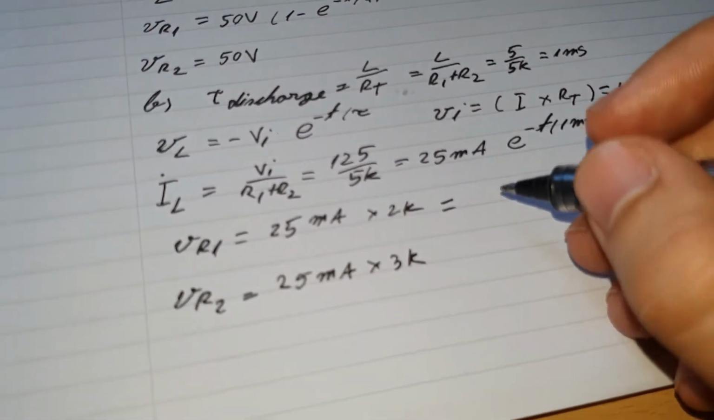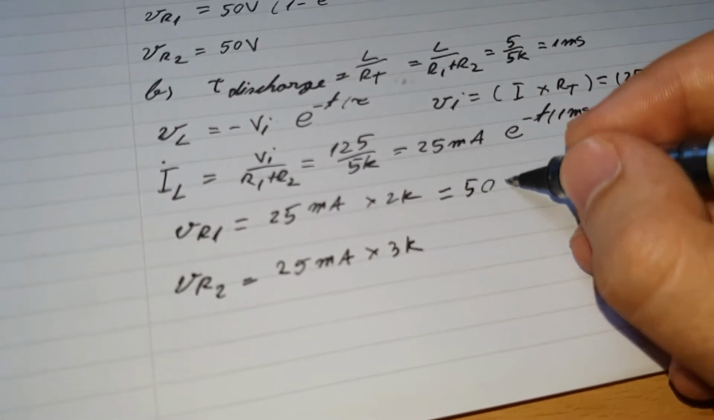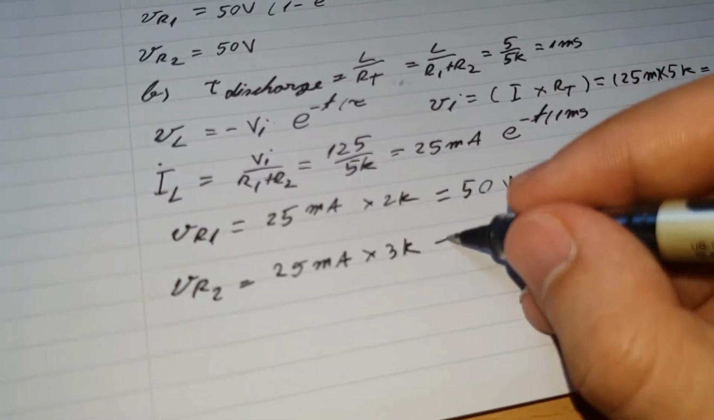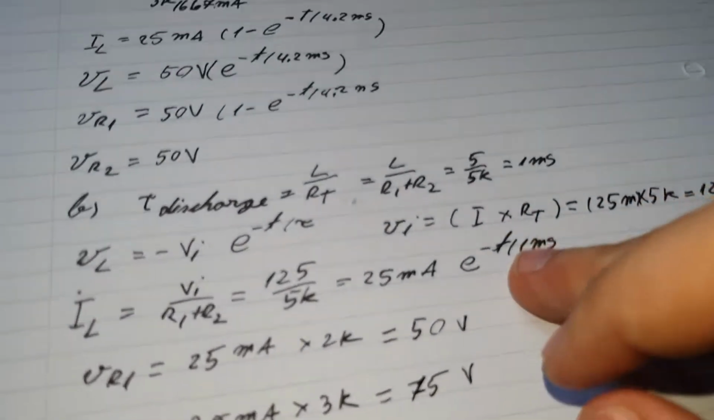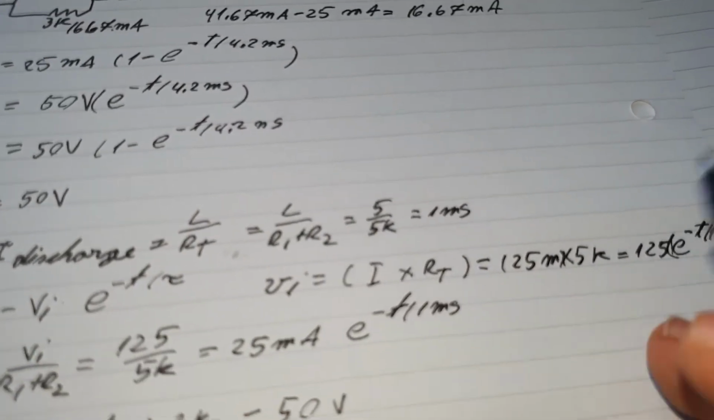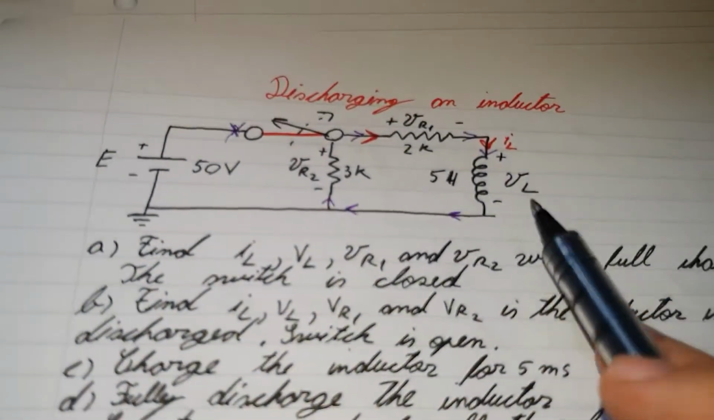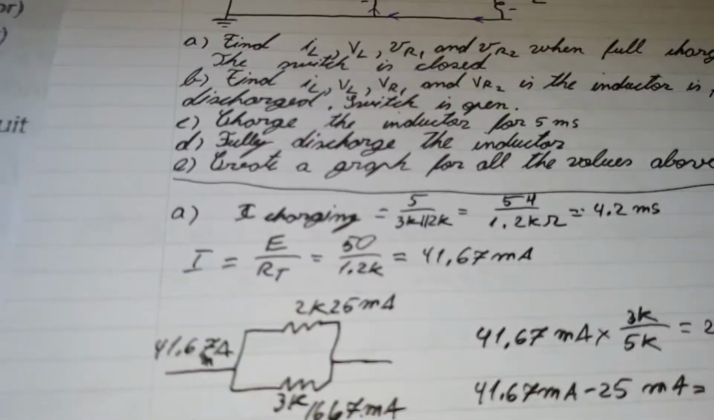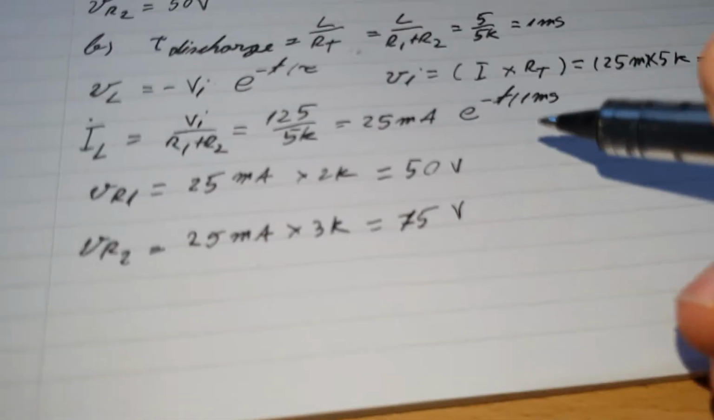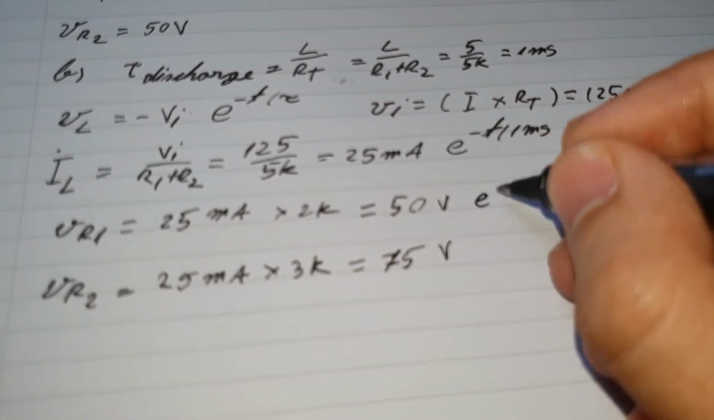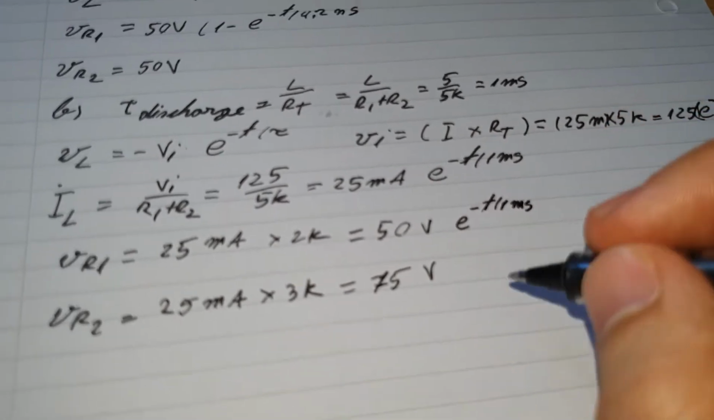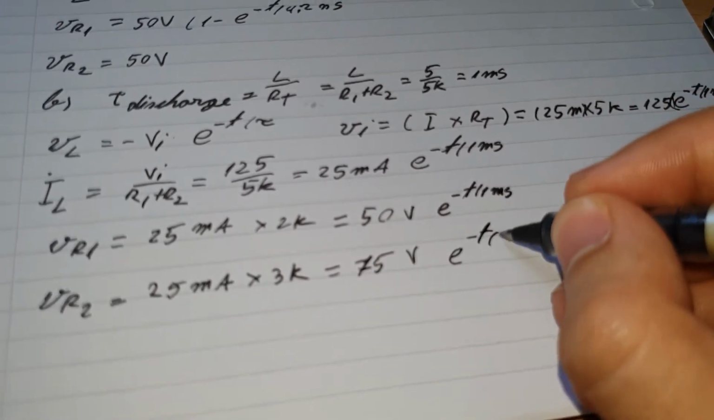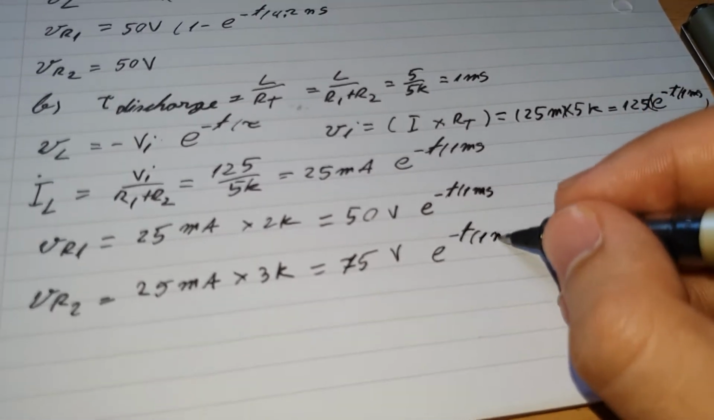And again, it will check out because this one will be equal to 50 volts and this one will be equal to 75, which together give you 125 volts, and that 125 volts is the voltage inside the inductor. There you go. And again, they are affected by the time constant, which will be e to the minus t divided by 1 ms.